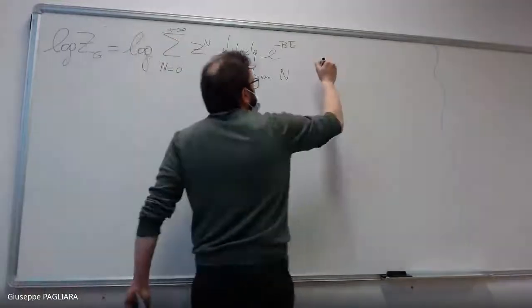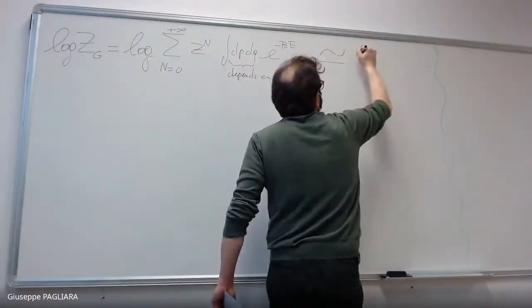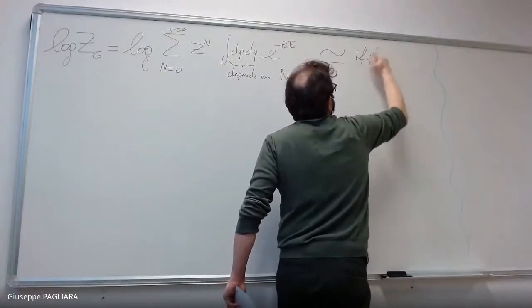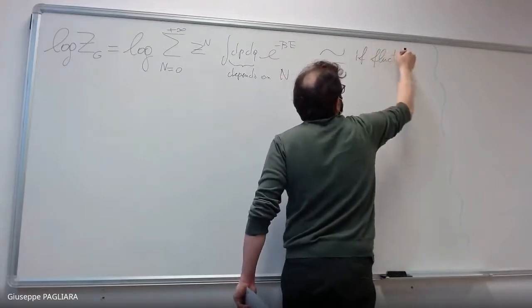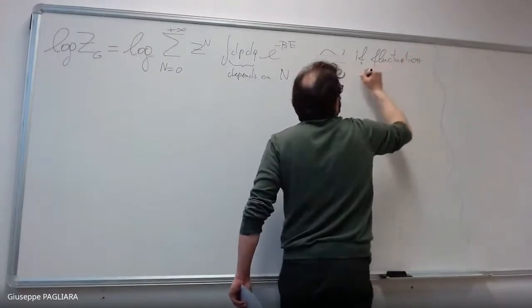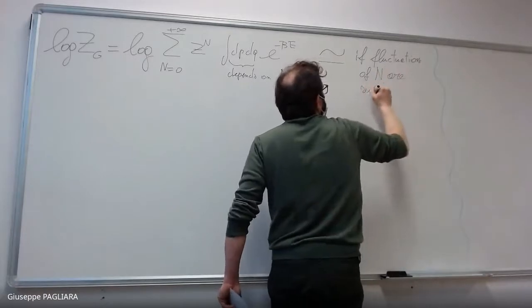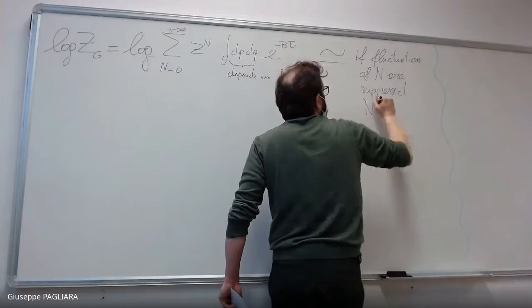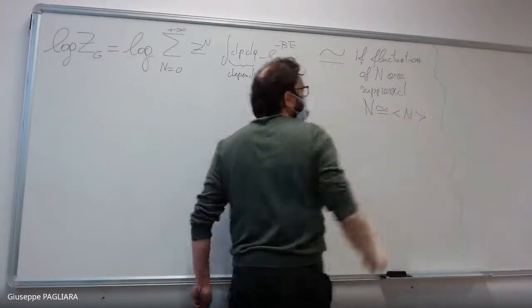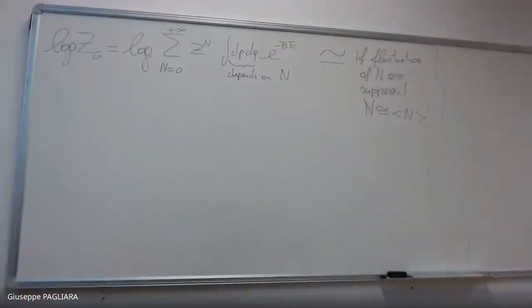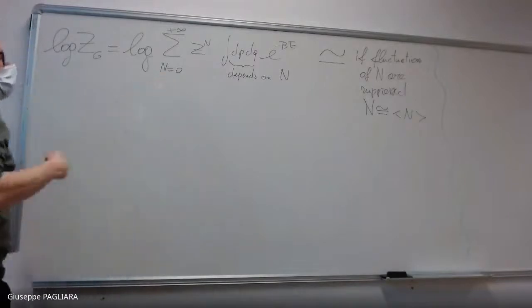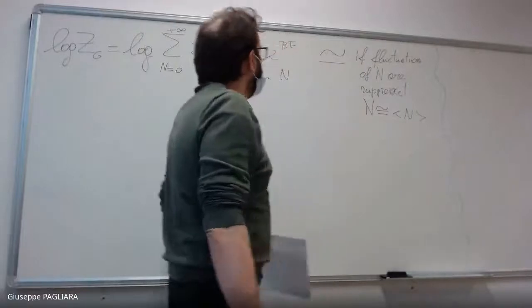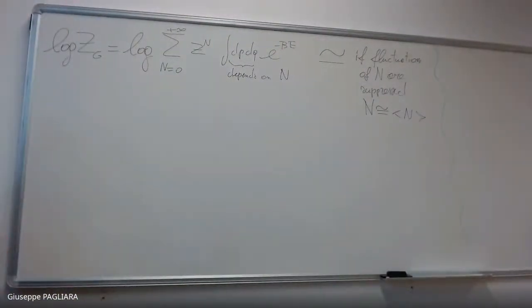Good. Now, what I'm going to say is that this is almost equal if fluctuations of n are suppressed. What I can say is that n is almost equal to its average. Similarly to the case in which the internal energy is the average of the energy, if the fluctuations are very much suppressed, which is true in the thermodynamical limit. And therefore, this sum here will be dominated by this term here. Because when I move from the average, I have very strong suppression of the possibility to have another value of n at fixed chemical potential. Okay.